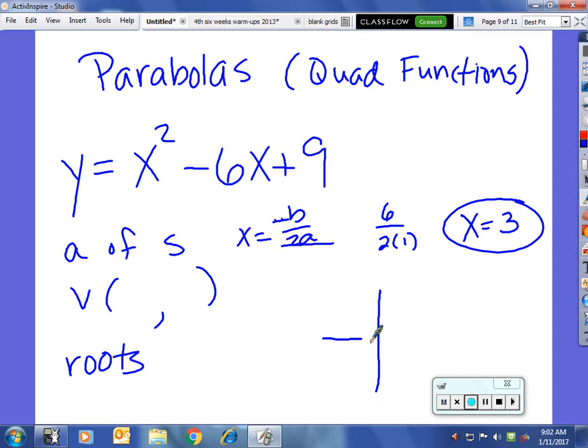And on my graph then, I would come over to 3 on the x-axis and draw a vertical line right through that 3. That's the middle of my graph. It helps me find points, mirror image points. It also helps me find the vertex. How does it help me find the vertex?